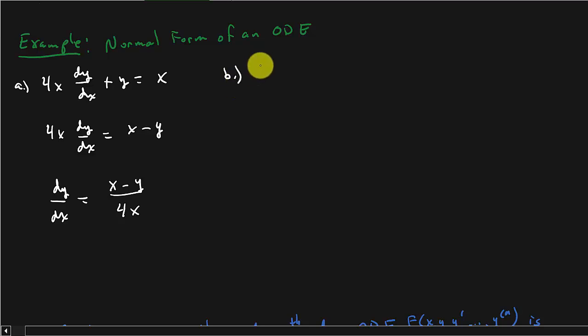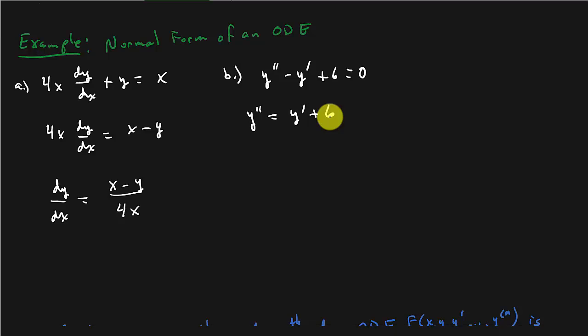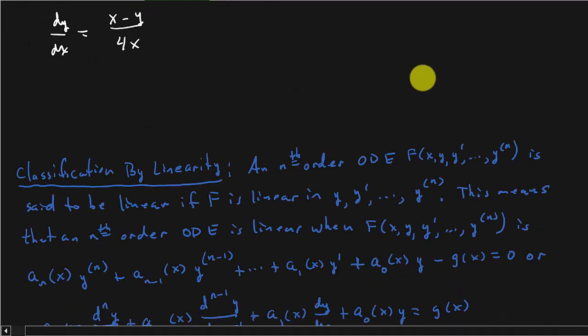And then what if we have something like this? y double prime - y prime + 6 = 0. Well, if we solve this, we're going to get y double prime = y prime + 6. And this is the normal form of a second order differential equation. So that's the normal form of an ordinary differential equation. You're solving it for the highest derivative there.